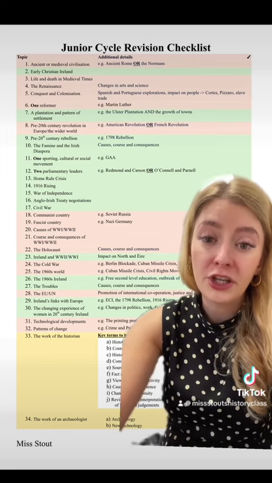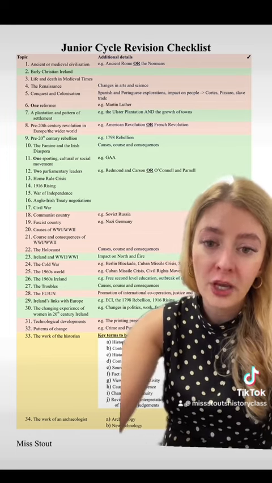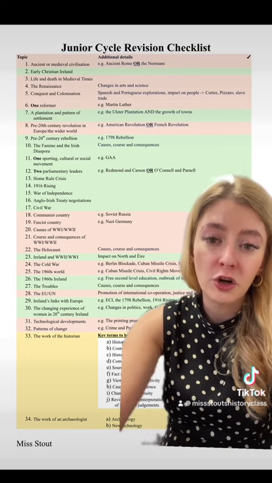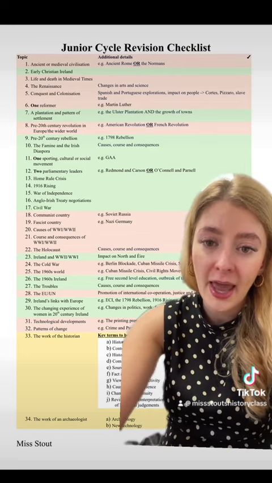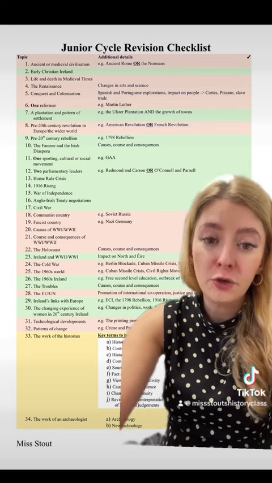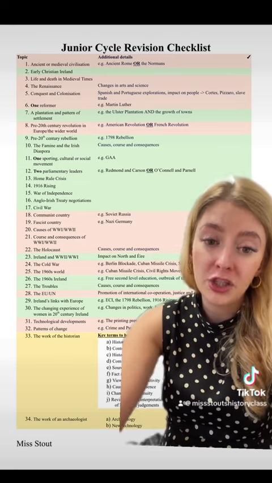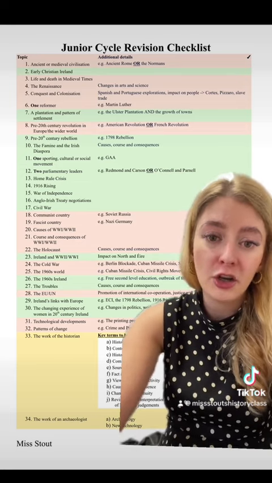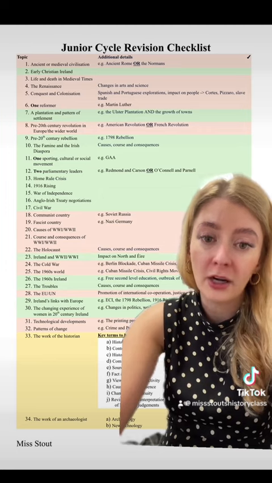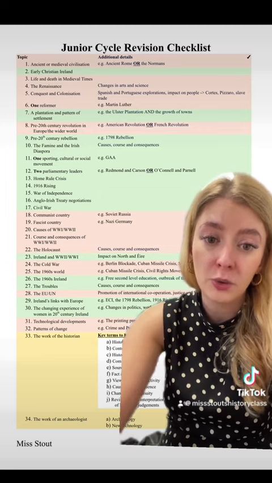So you must study the famine and the Irish diaspora. You must study one sporting, cultural or social movement like the GAA. You must study two parliamentary leaders. So my students will have studied Redmond and Carson. You might have studied someone else, maybe O'Connell and Parnell, but you must study two.